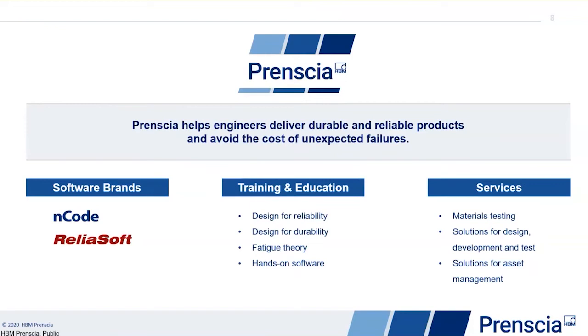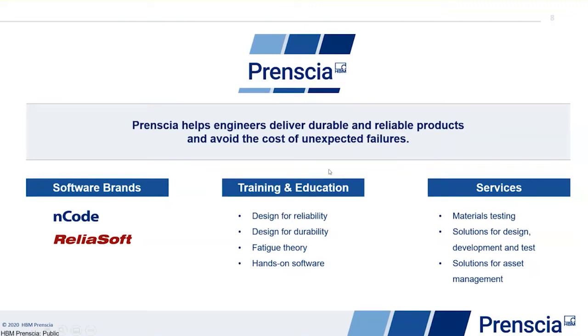As an introduction to HBM Prenscia, we operate in three modes. We develop the design, durability and reliability theory, and turn the theory and mathematics into software, helping the customer solve problems in an easy and simple way. Of course, data is what makes engineers arrive at decisions. So HBM Prenscia helps by providing the software brands nCode for durability and ReliaSoft for reliability.